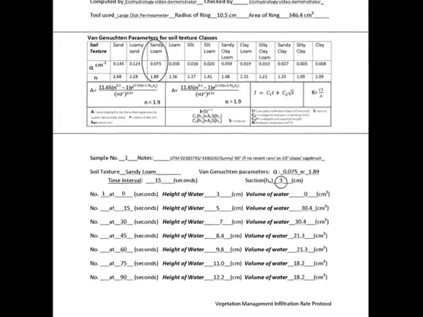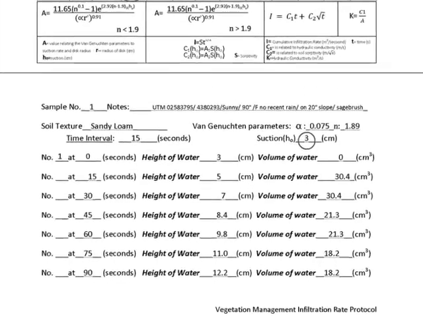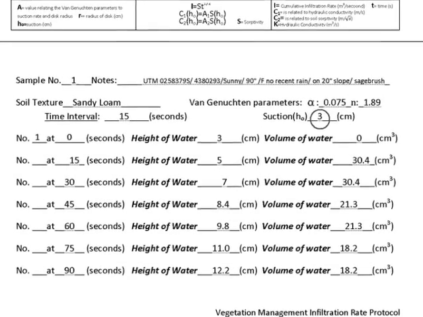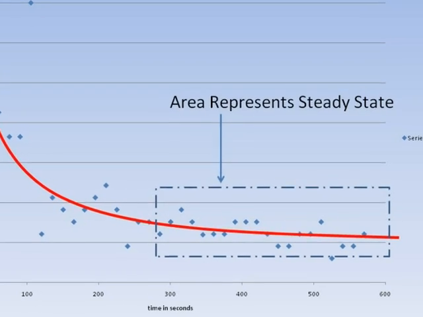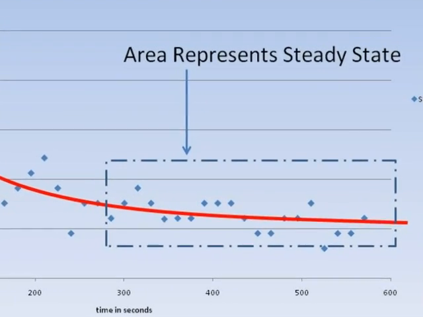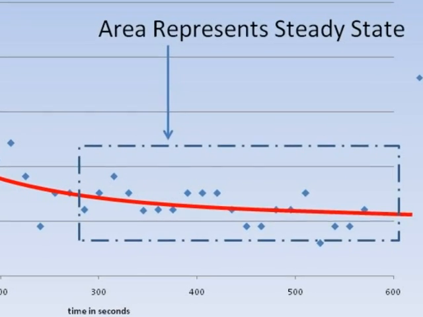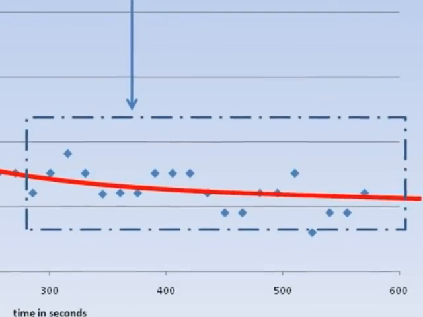Measurements shall be taken and noted until steady state is reached. Steady state can be seen on the tail of this chart and can be assumed in the field when the volume of water per time interval becomes equal or similar for subsequent measurements.